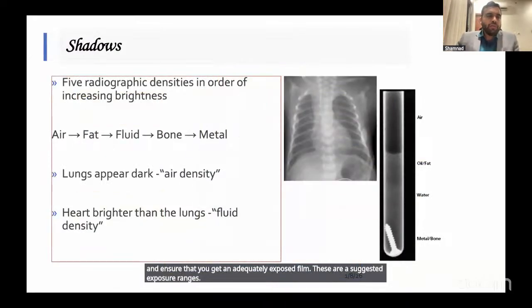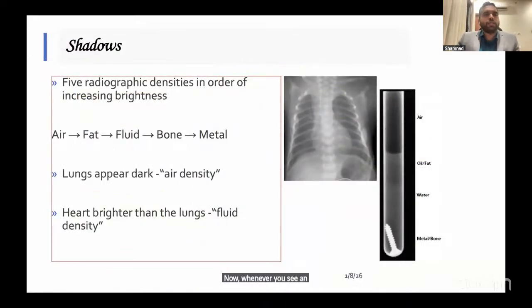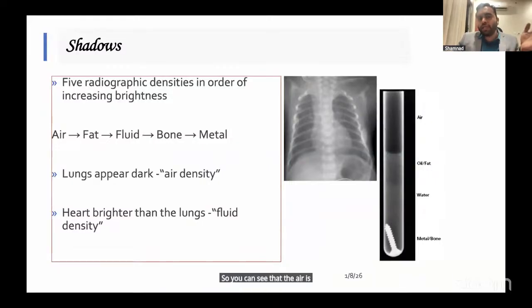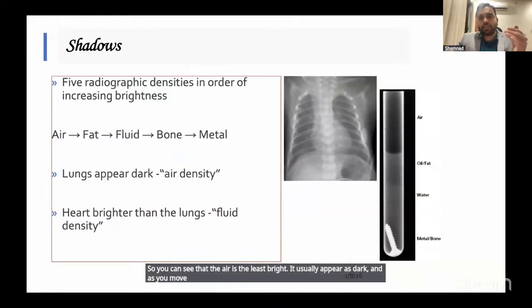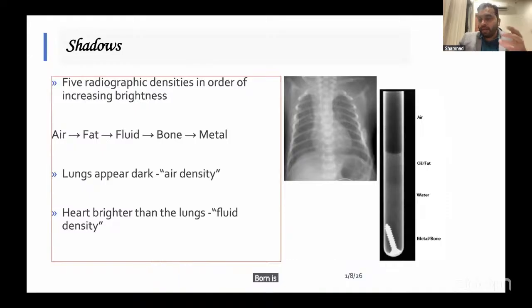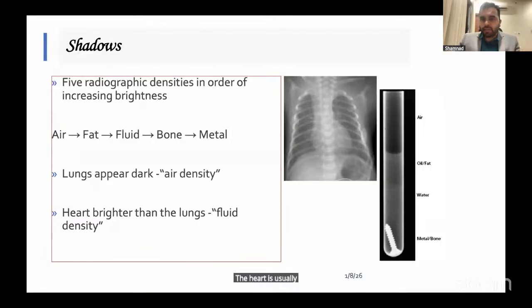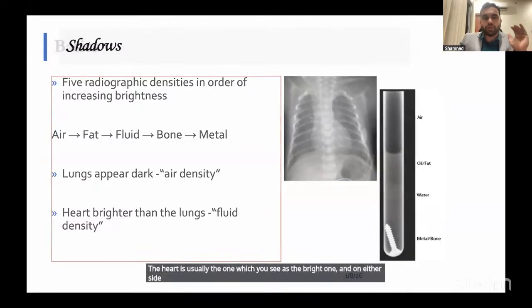Now, whenever you see an X-ray, there are five radiographic densities in order of increasing brightness. You can see that air is the least bright. It usually appears dark, and as you move towards other structures, they are brighter. Fat, then fluid is brighter than the fat. Bone is brighter, and the brightest is metal, which you don't encounter routinely. So the heart is usually the one you see as bright, and on either side you get the black, which is your air.